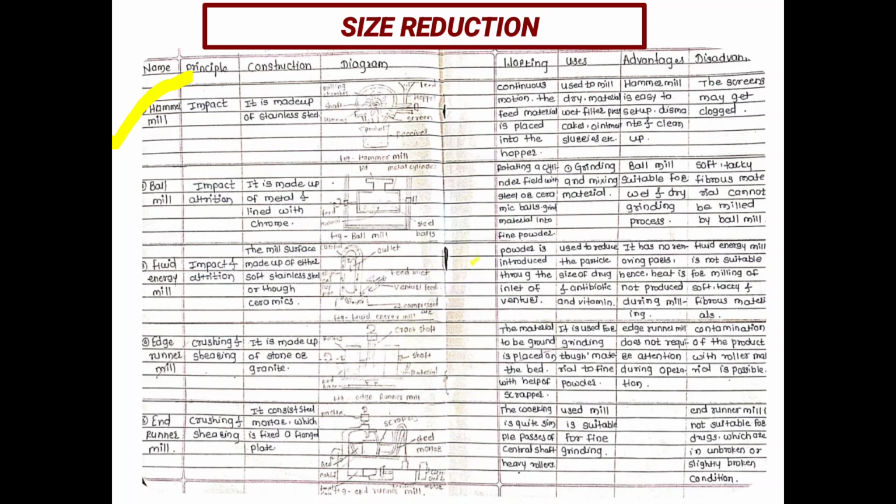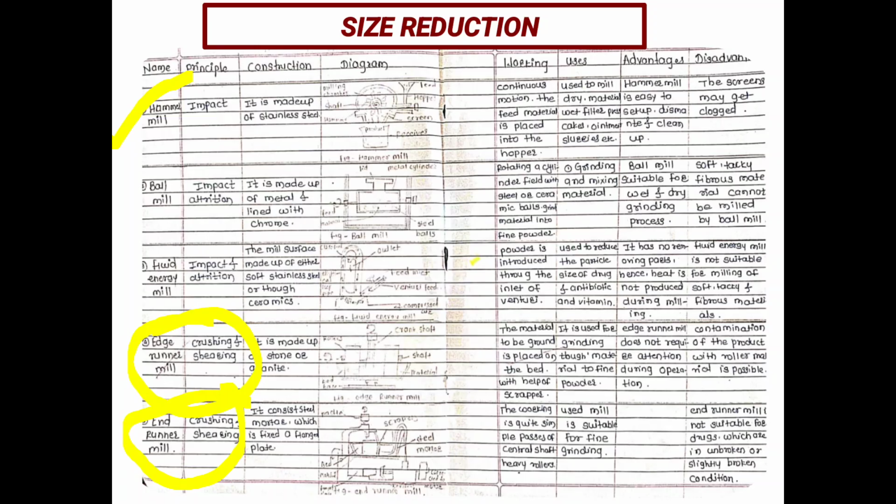Next, ball mill, what is the principle of ball mill? Impact and attrition. Fluid energy mill, what is the principle? Impact and attrition. Edge runner mill, crushing and shearing. So identify the difference: edge and end runner mills both work on crushing and shearing principle. Ball mill and fluid energy mill, impact and attrition. Hammer mill, impact principle only.